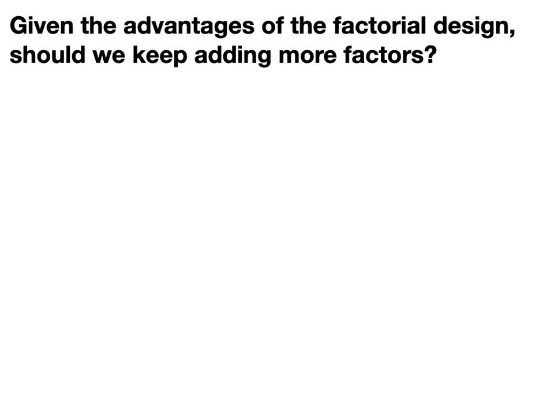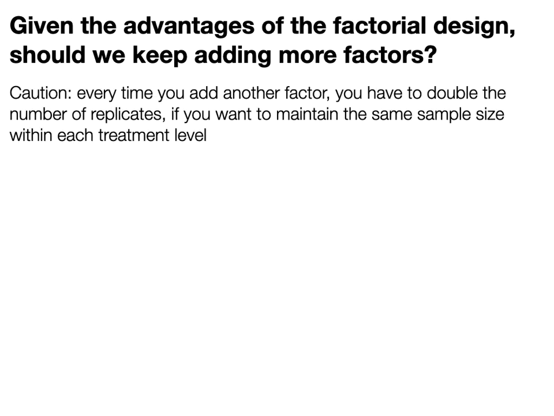Okay, so given the advantages of a factorial design, maybe all of our experiments should be factorial and we should just keep adding more and more factors. But this gets really tricky. Every time you add another factor into a factorial design, if you want to keep your sample sizes just as high, you end up having to double the number of replicates, right? Because what matters is your sample size per treatment group.